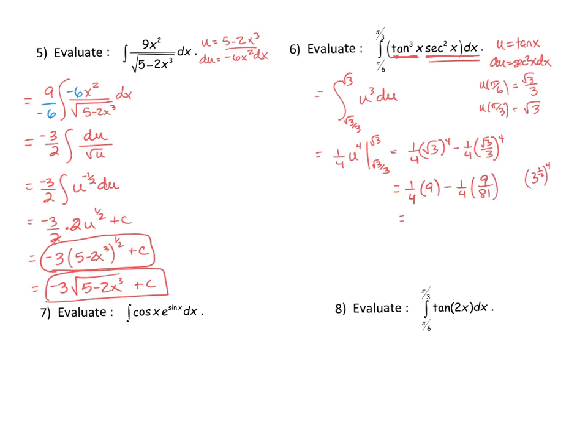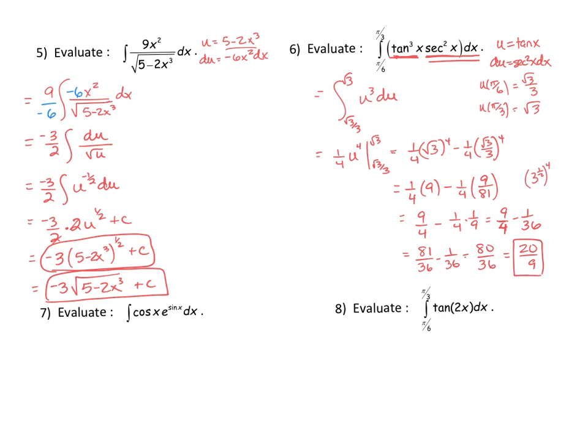So this becomes 9/4 minus 9 over 81, which reduces to 1 over 9. So that's going to be 9/4 minus 1 over 36. So we will need a common denominator, and for the 9 over 4, we're going to multiply 4 by 9 to get 36. So you multiply the top by 9. We're going to have 81 over 36 minus 1 over 36. That equals 80 over 36. And we can divide those by 4, and we will get 20 over 9 as our final answer.